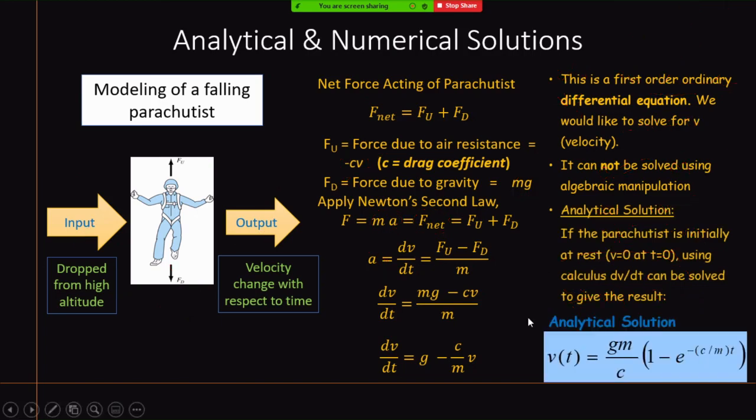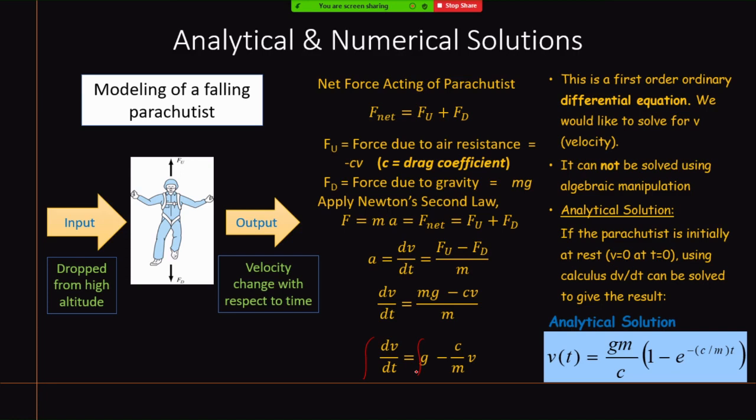After integrating once, I get integration on both sides. dv is converted into v of t, and then I get g by m, 1 minus e raised to something. So this is what is called an analytical solution. Now we'll look at this analytical solution, how it happens and what its behavior is.